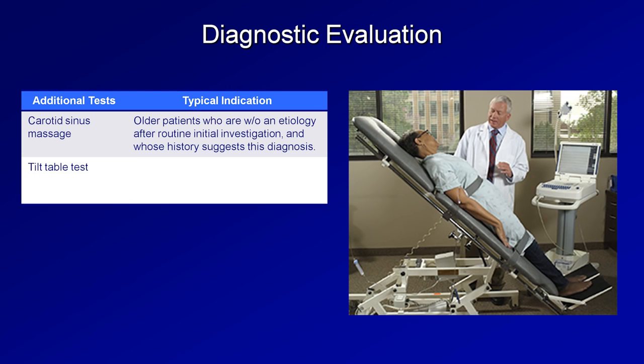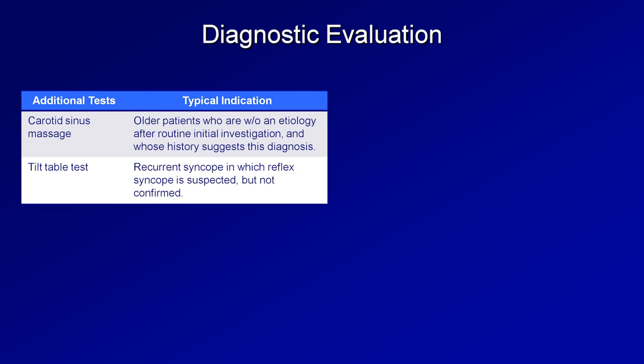Tilt table testing consists of strapping a patient to a table that literally tilts to various degrees. It's performed on patients for whom reflex syncope is suspected but not confirmed, and the specific protocol of how this is done is a little bit beyond the scope of this particular video.